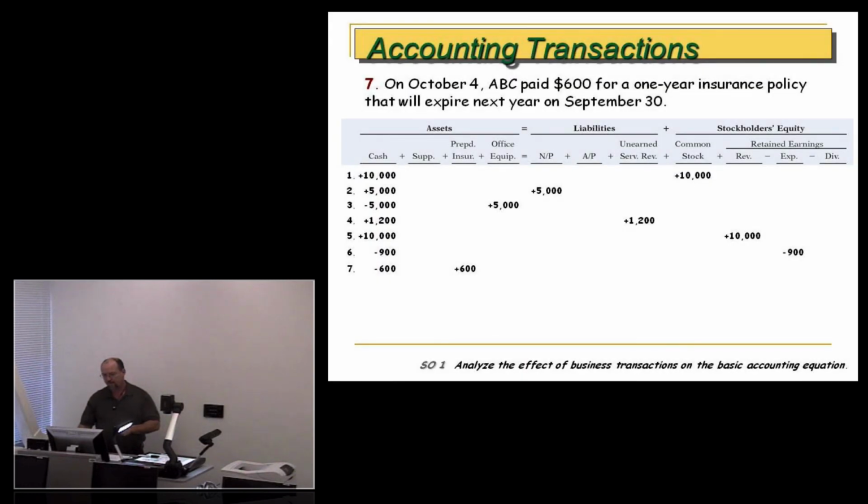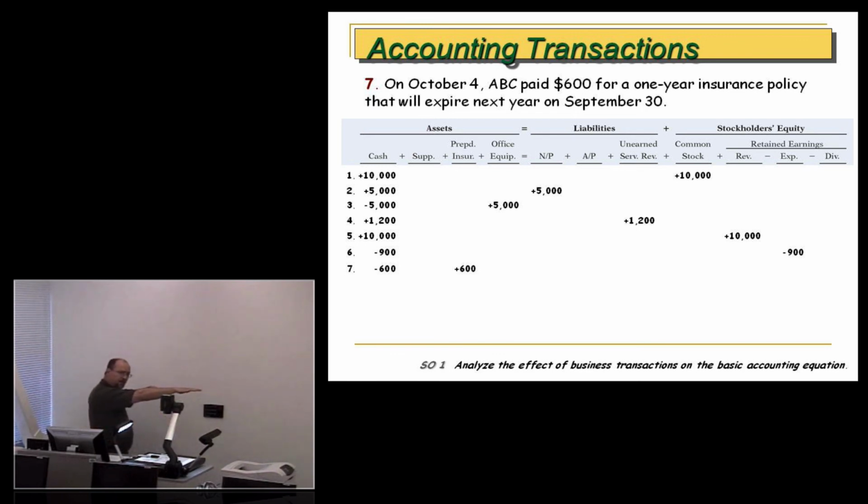On October 4th, ABC Company paid $600 for a one-year insurance policy that will expire next year on September 30th. Now, when we pay for more than 1 month's worth of rent, or in this case, more than 1 month's worth of insurance, then we record an asset. We call it a prepaid expense, and this is another one of these unfortunate terms. A prepaid expense, such as prepaid insurance or prepaid rent, is an asset. And so we're going to record a $600 asset. We paid cash, and so here we are.